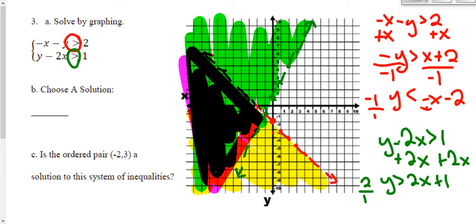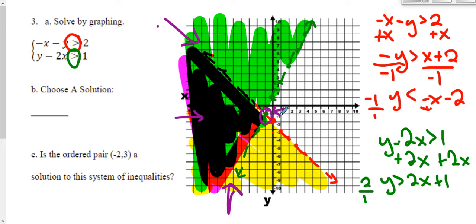Now the important thing to remember, again, is that this solution has to be in the overlapping section, and I can't use either one of these dotted lines as an answer. So the place where my dotted lines intersect right here is not going to be a viable solution because neither of those lines is included. I have to pick in the shaded portion where both of my lines are included.